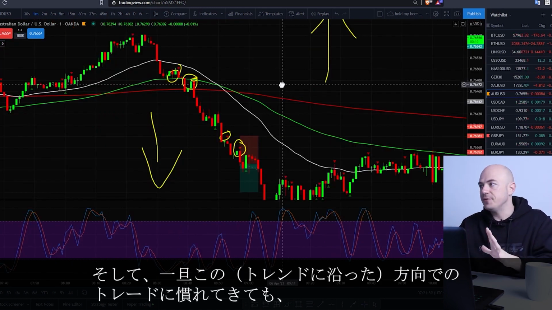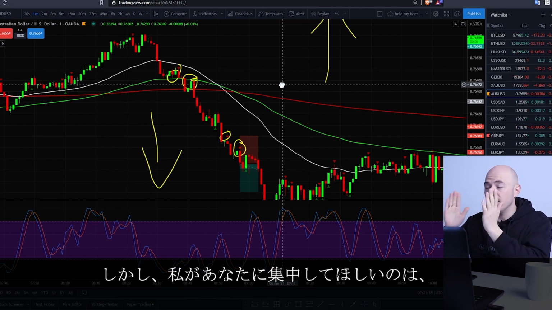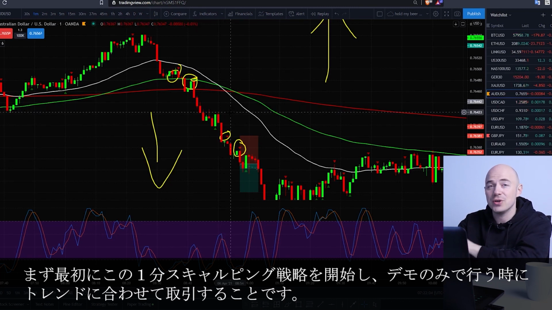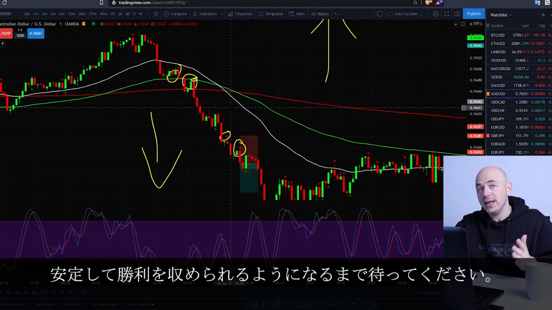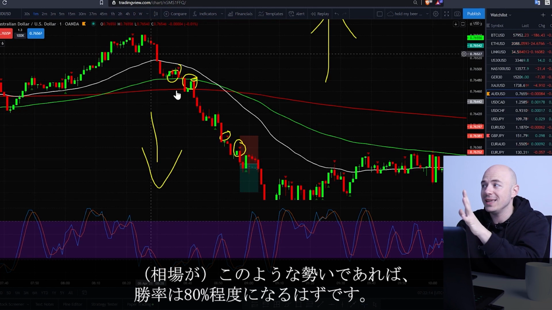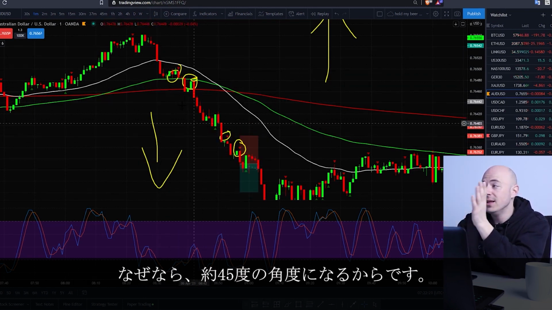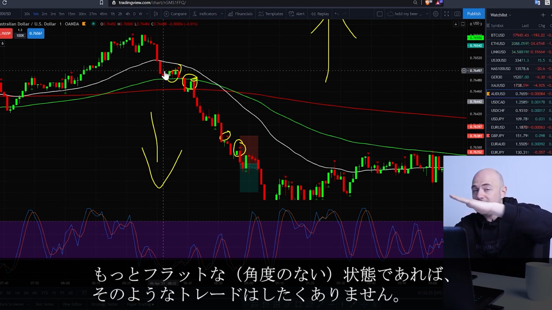Now, once you get comfortable with this, trading only with the trend, you can actually get more precise with this, trying to catch reversals. But what I want you to focus on is trading with the trend when you first start this 1 minute scalping strategy, and only do it on demo. Wait till you're consistently getting your wins. You should be getting about an 80% win rate when the momentum is going like this. And you'll be able to tell the momentum because it'll be at about a 45-degree angle. This angle right here means there's momentum in the market. More of a flat, you don't want to trade that.